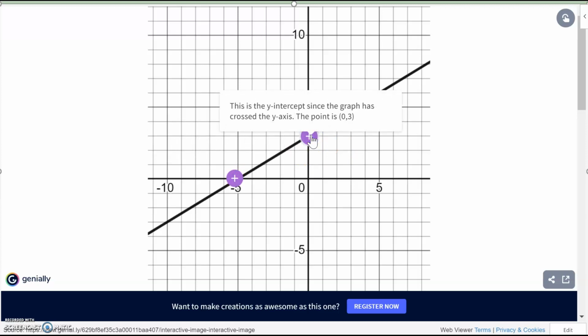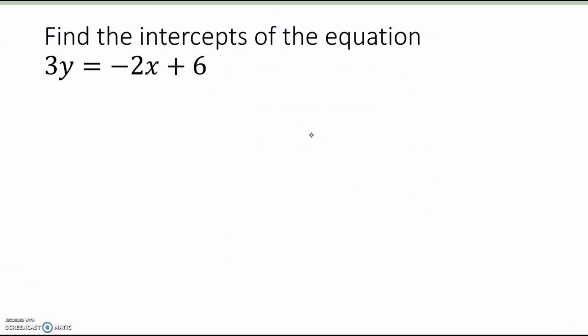Where the graph crosses the y-axis, we have a y-intercept. That point is (0, 3). Notice how x is 0 because we're at a y-intercept, and we've gone up 3 on the y-axis, so your y-intercept is (0, 3). Now let's find the intercepts for the equation 3y = -2x + 6.